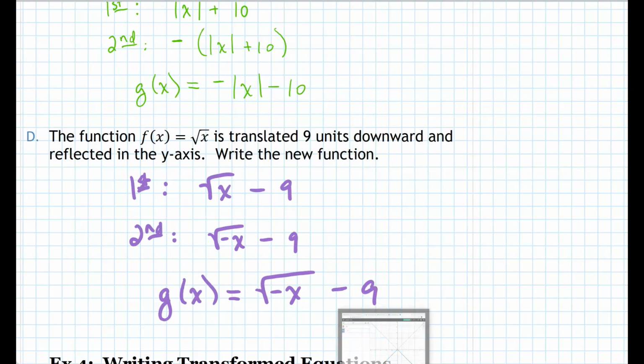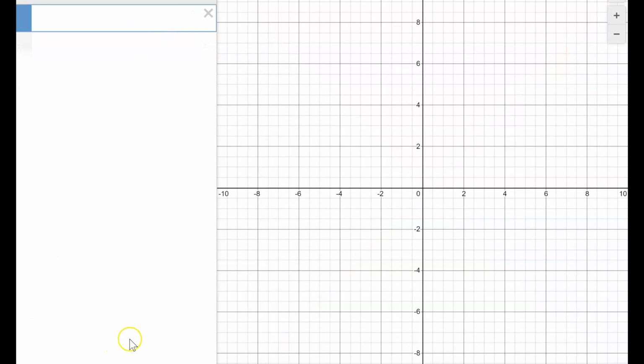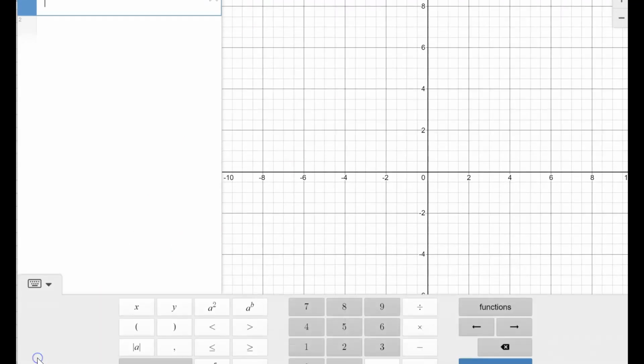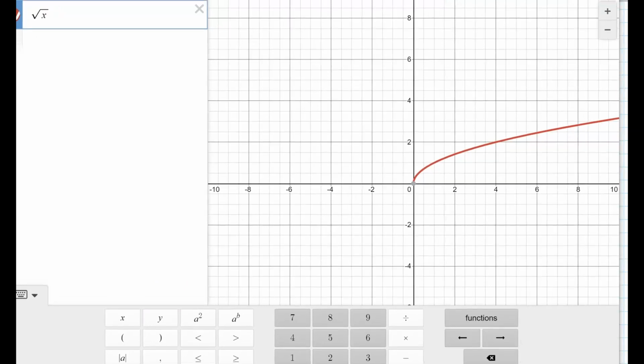Okay, well, let's look at it in the graph. Let me clear that one and pull up the keypad. The square root of x. So there's the square root of x. I remember looking at one of these graphs and asking, what is the domain? All real numbers. No, wait, greater than or equal to 0. Because you can't take the square root of a negative.